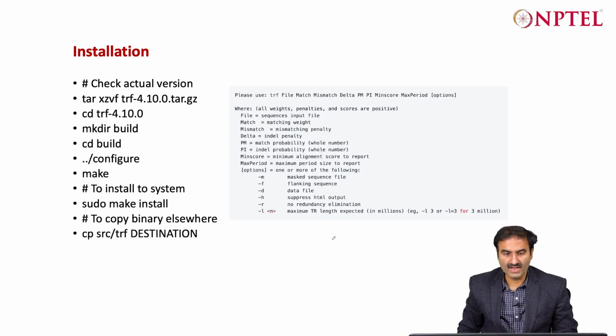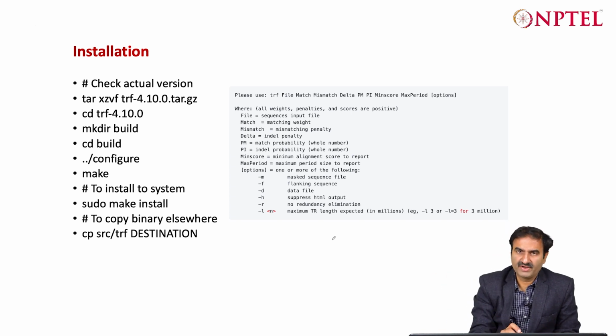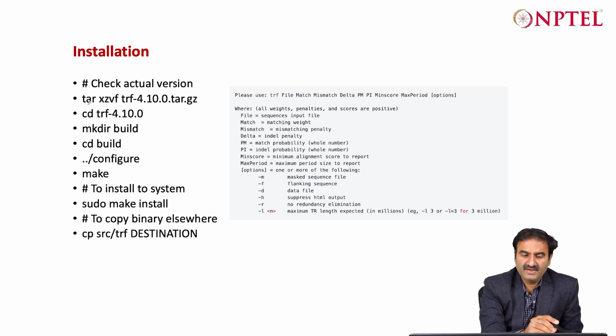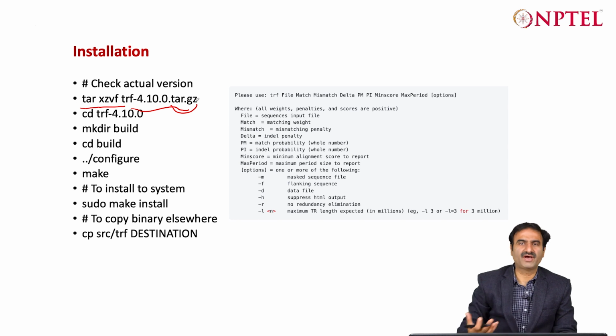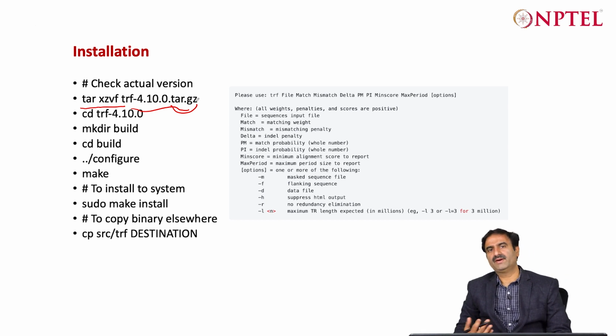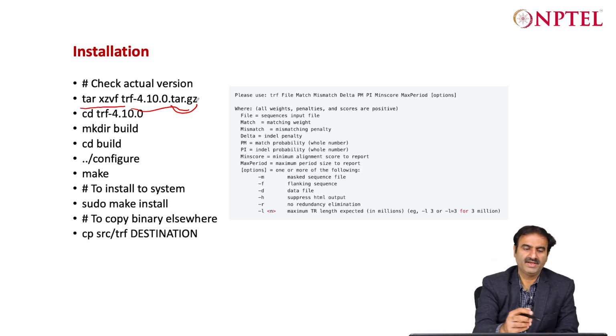Okay, so how to install it? Basically you will download the program, TRF 4.1.10.0 could be the latest version. The tar.gz is the standard, because every program will be zipped as well as contain a bundle of files, so it is tar also. So you have to uncompress it, also unbundle it. Then go to the directory, make directory build.